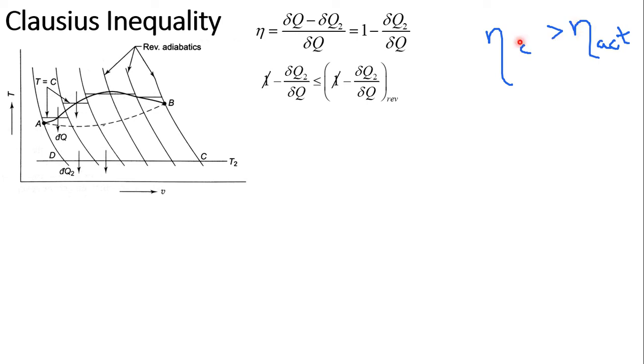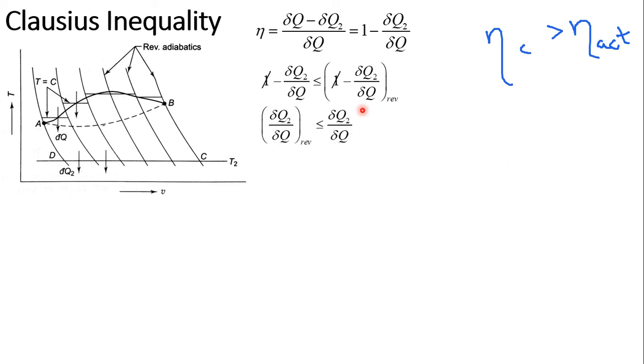Actual efficiency is less than Carnot, and the equal to is given over here. Equal to means the actual engine will become a Carnot engine. That is why I have given equal to here. So the efficiency of the actual engine is less than or equal to the efficiency of the Carnot engine. Now 1 and 1 will get cancelled over here.